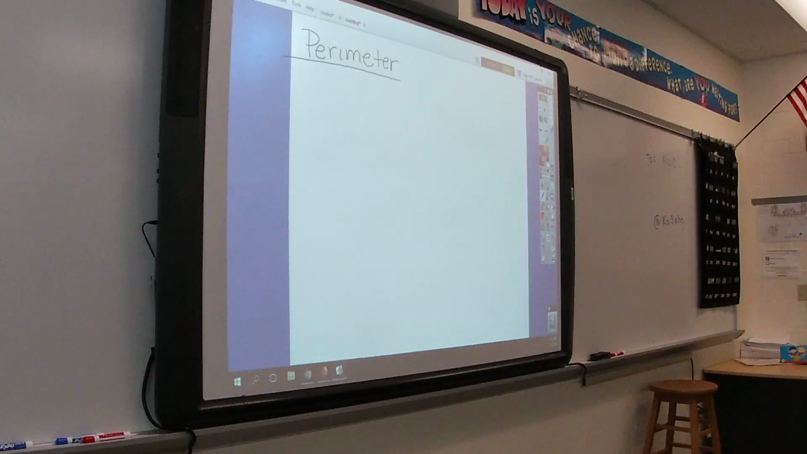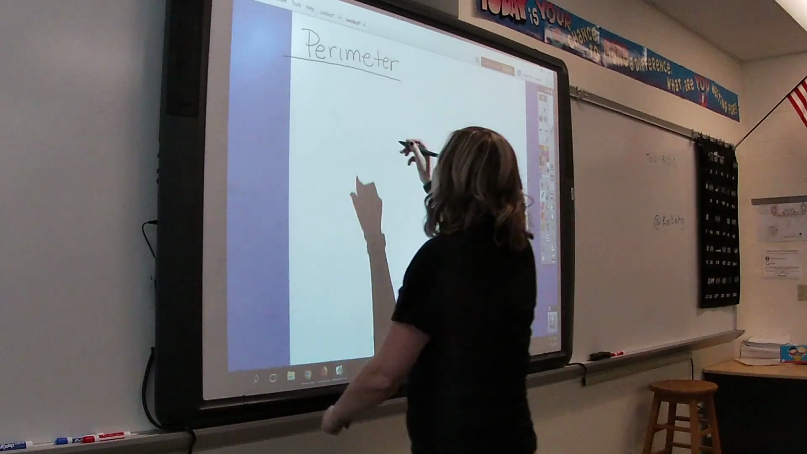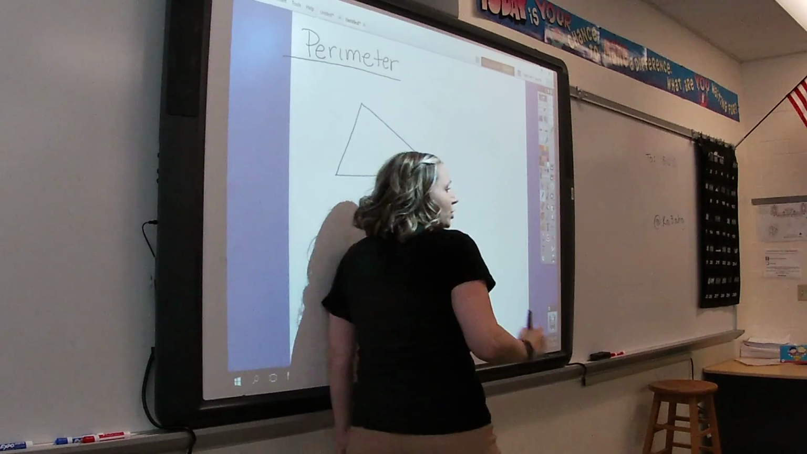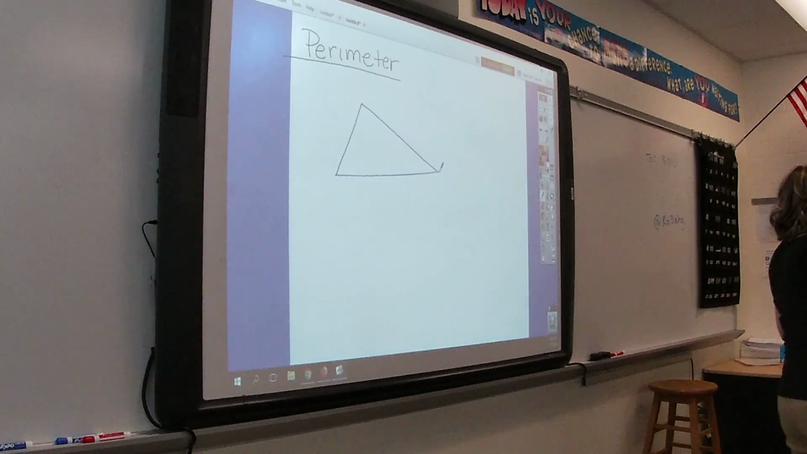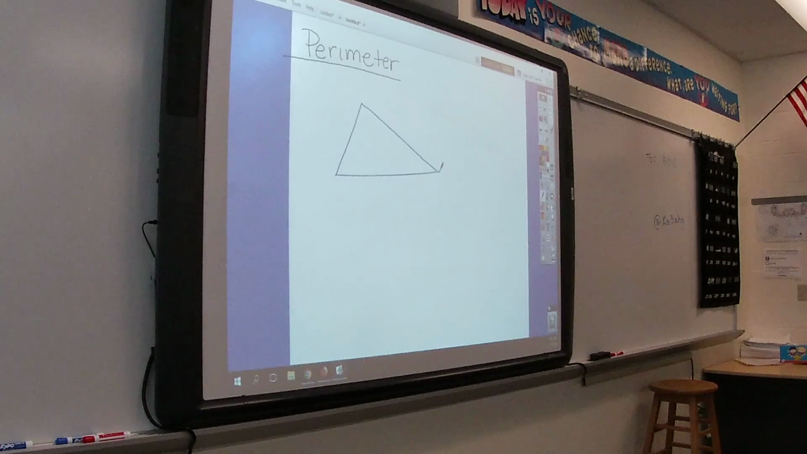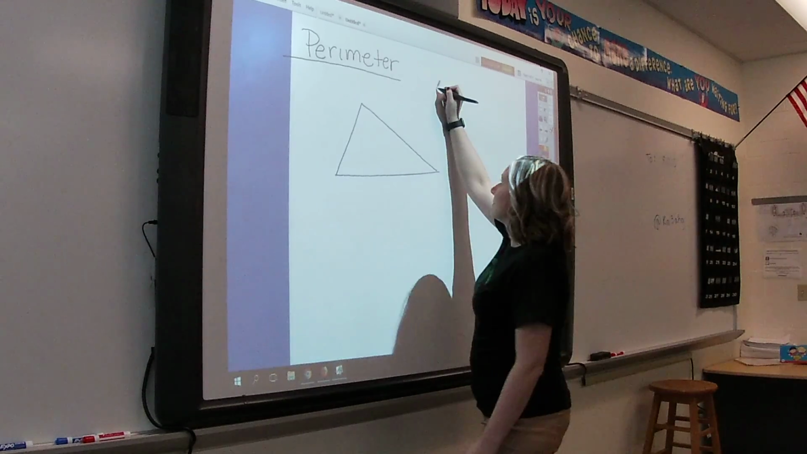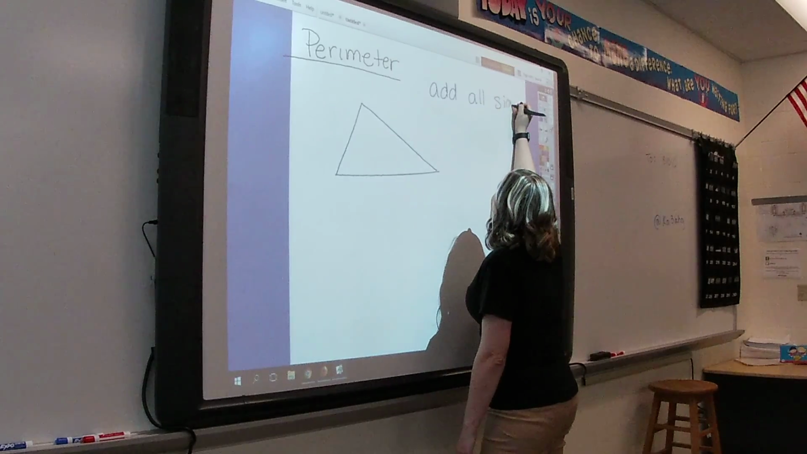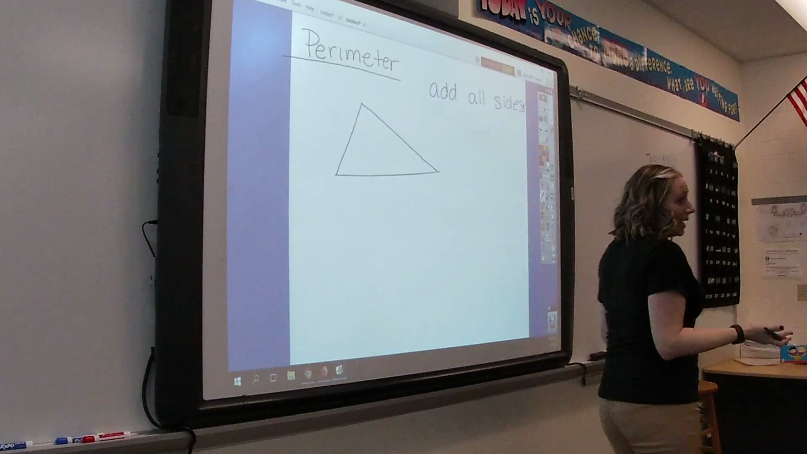Okay, perimeter. If we are dealing with polynomials and perimeter, that means we need to know what perimeter is to start with. Remember, way back at the start of first trimester, we reviewed in some of those problems what perimeter was. Elijah, what does perimeter tell us to do? Add side to side to side. Right? We're going to add up all the sides.